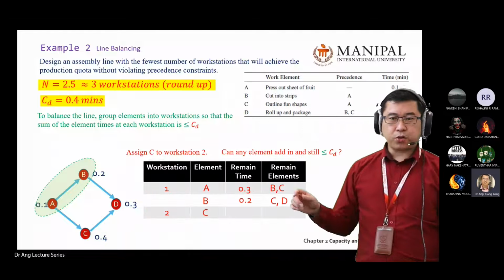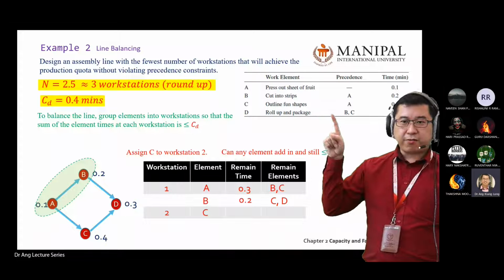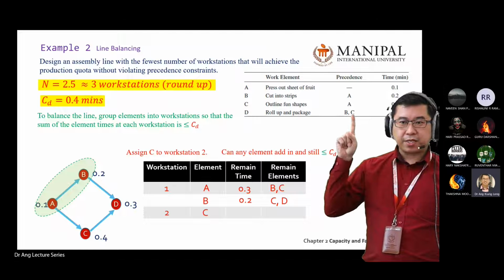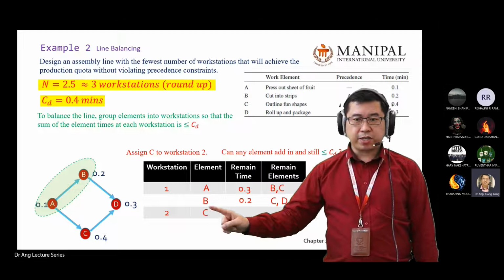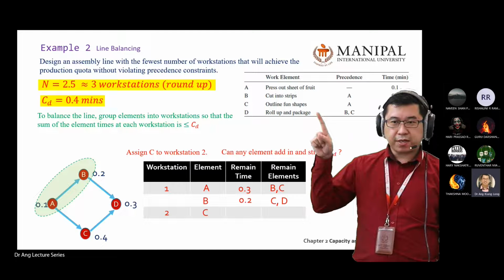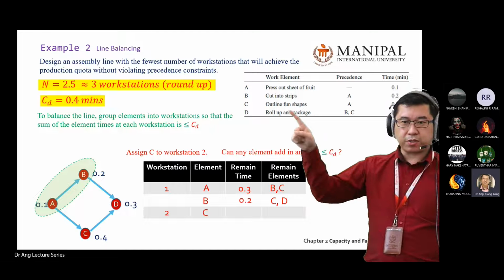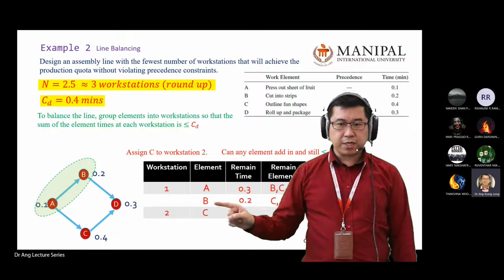Of course, you can put D here, but look at the requirement for D. What does D need? It needs B and C. So if you put D here, there's no input from C, so the process will be a bit awkward. So you just follow the process. In here, I put C.